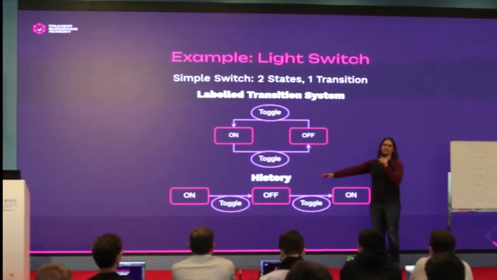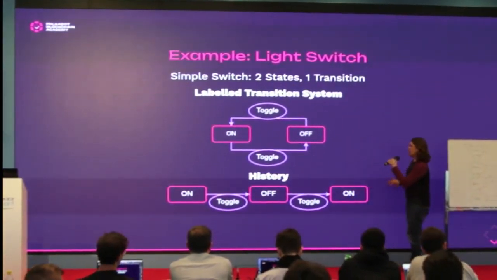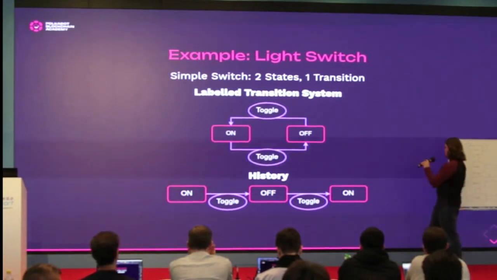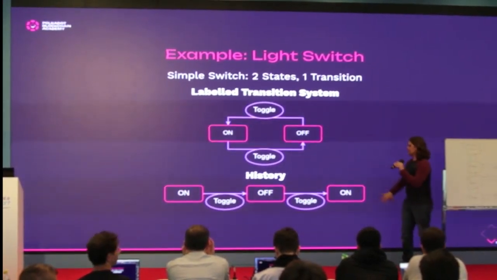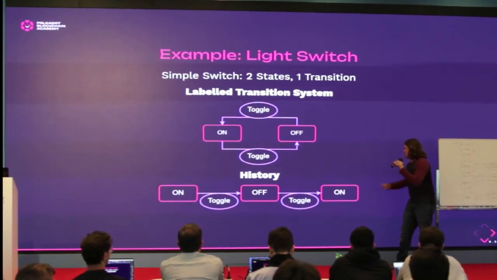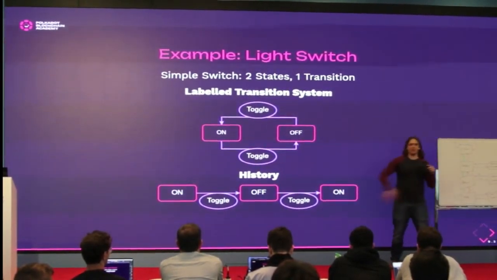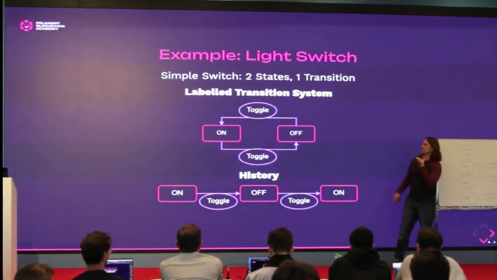This is the history of the system. And this history is a one-way thing. It always grows, always grows. In this simple system, the only way it could ever look is toggle off, toggle on. But this is basically how we track the history of a state machine.